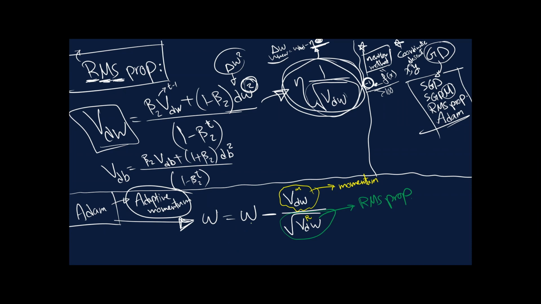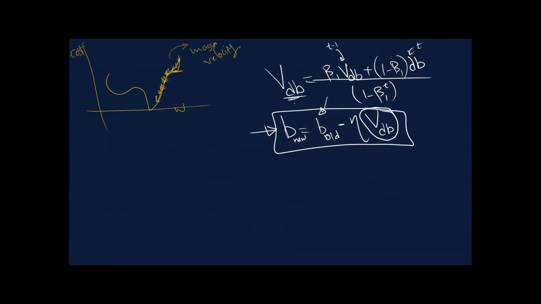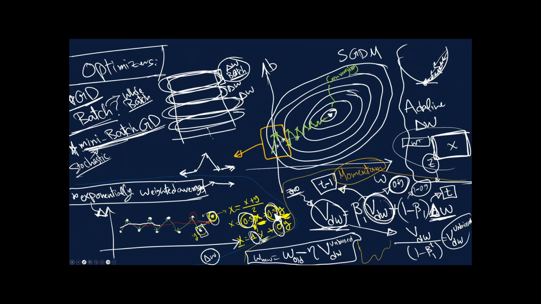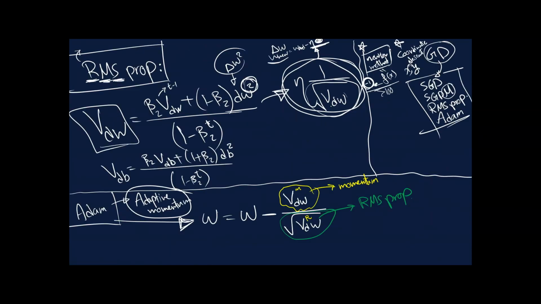And what Adam was doing is basically just combining them. So if you remember, in the momentum, we had the weight update to be VdW. So Adam took this VdW and divided it by RMSprop. And RMSprop was in here. So it basically combined them into one equation like so. Okay, so there is one small detail in this. Of course, we have eta here.